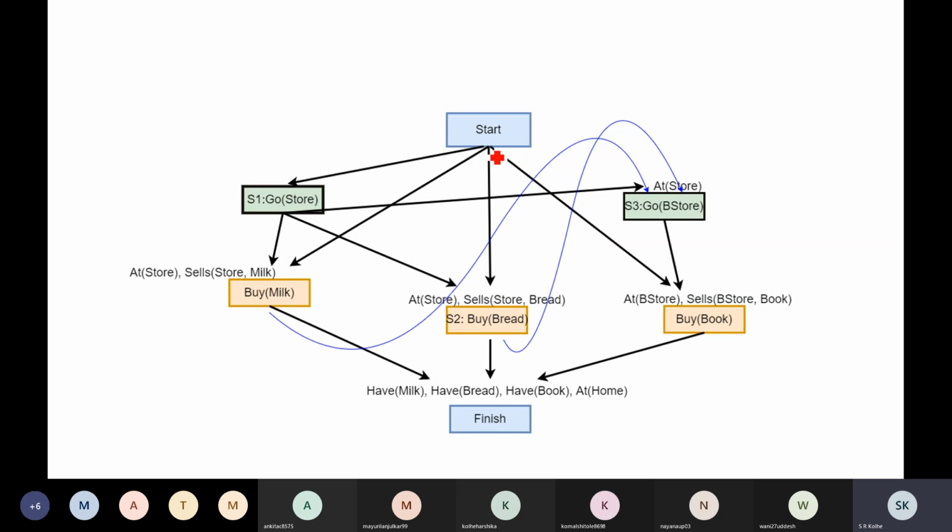So now let us understand this. Robot is at home, it will go to the store, right? Buy milk and bread, then go to the bookstore, buy a book, okay, and then robot will have milk, bread and book. Now, is it okay? Is it the final plan? No. Okay, so what is left over?